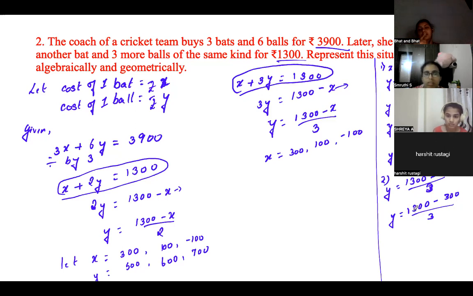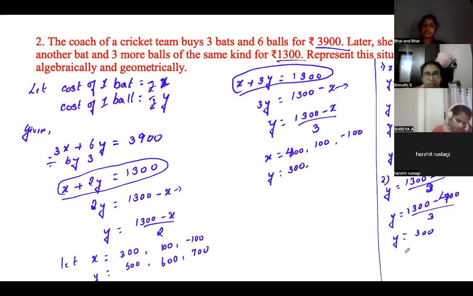We can't divide, right? Go in decimals, yeah. So we'll do one thing. We'll take 400 here, then we will be able to divide. So this becomes 900. 1300 minus 400 is 900. So 900 can be divided by 3. So y will be equal to 300. Correct? Understood?